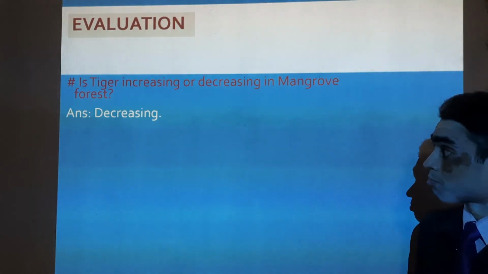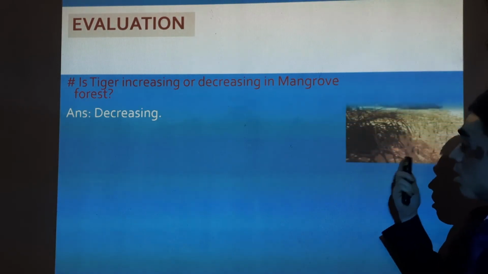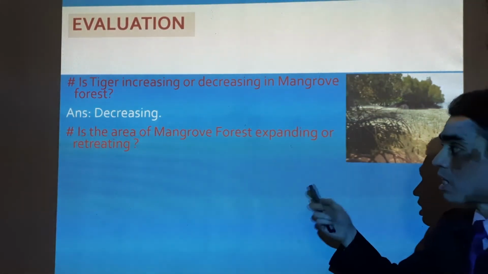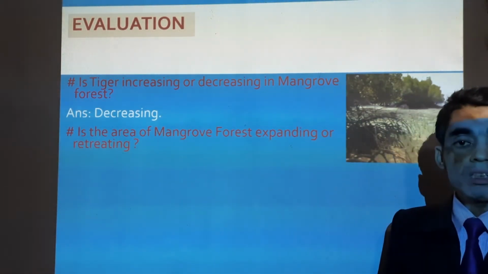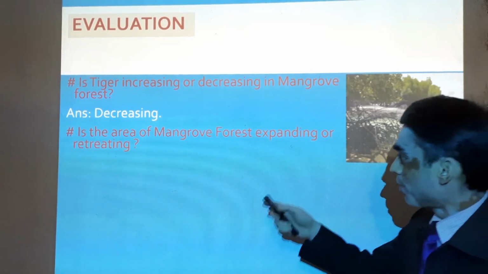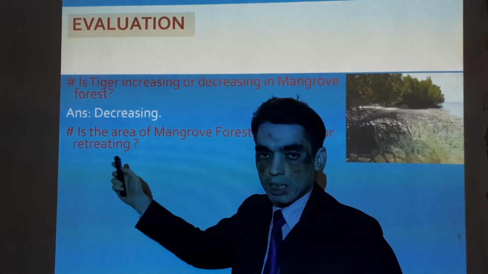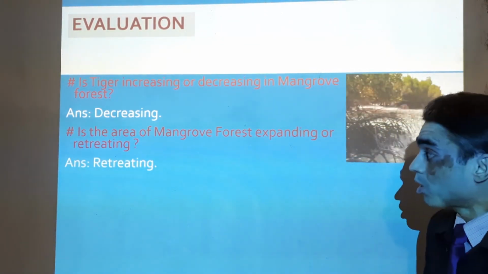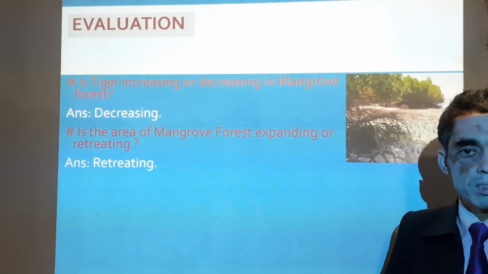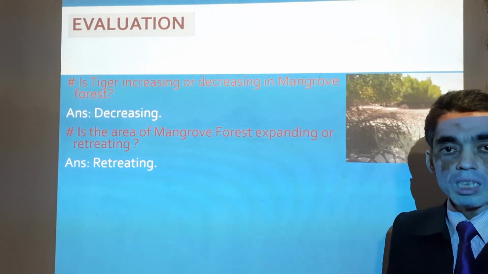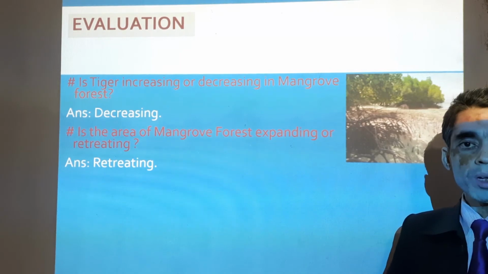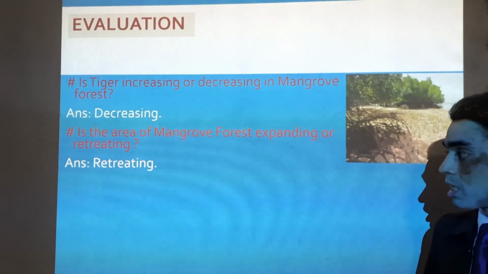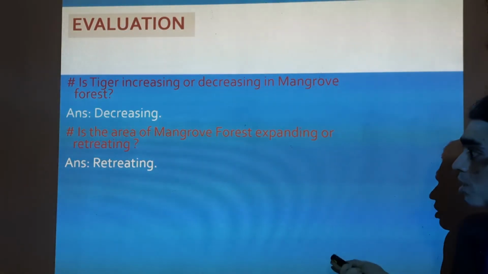Then the second one, you see the image, the picture. This is the picture of mangrove forest. So the question is, is the area of mangrove forest expanding or retreating? Definitely the words expanding and retreating are antonyms. So the answer is retreating, because the area is not expanding. Day by day we are destroying the forest, we are using the forest for our own purpose, and we are destroying the areas of mangrove forest. So this is retreating.